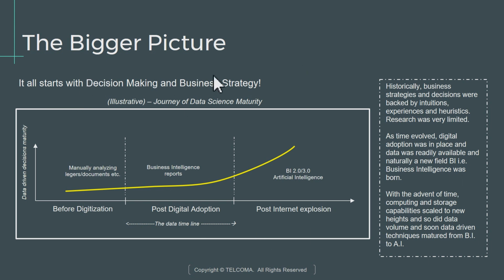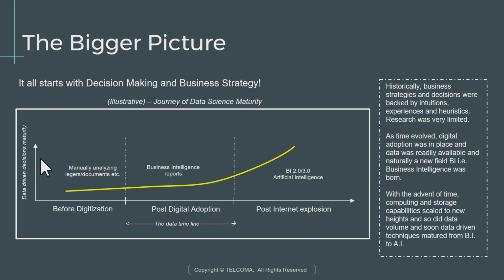So in the early era, like the early 1900s, 1900 to 1950, that was a time when the majority of industries and organizations lacked the digital infrastructure, for obvious reasons. So historically, business strategies and decisions were backed by intuitions, experiences, and heuristics. Research was very limited, because research was actually very expensive. We'll try to illustrate this entire concept in this simple graph.